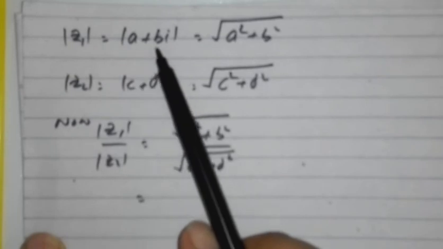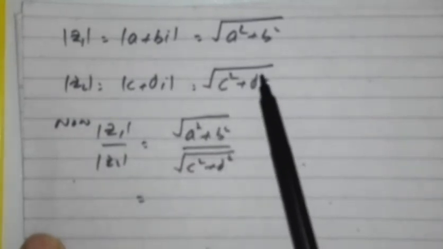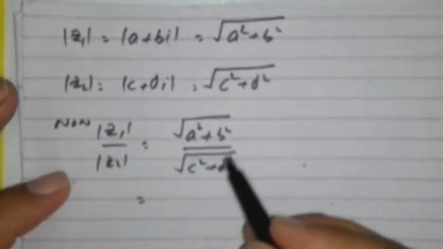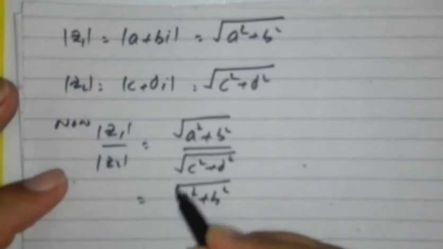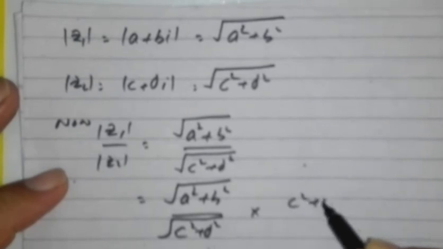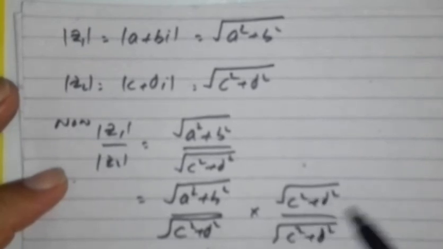Now z1 absolute or z1 modulus equals a plus b iota modulus, which equals square root of a square plus b square, and z2 modulus equals c plus d iota modulus equals square root of c square plus d square. Now z1 by z2 modulus is z1 modulus divided by z2 modulus: square root of a square plus b square divided by square root of c square plus d square. So now multiply and divide by square root of c square plus d square.